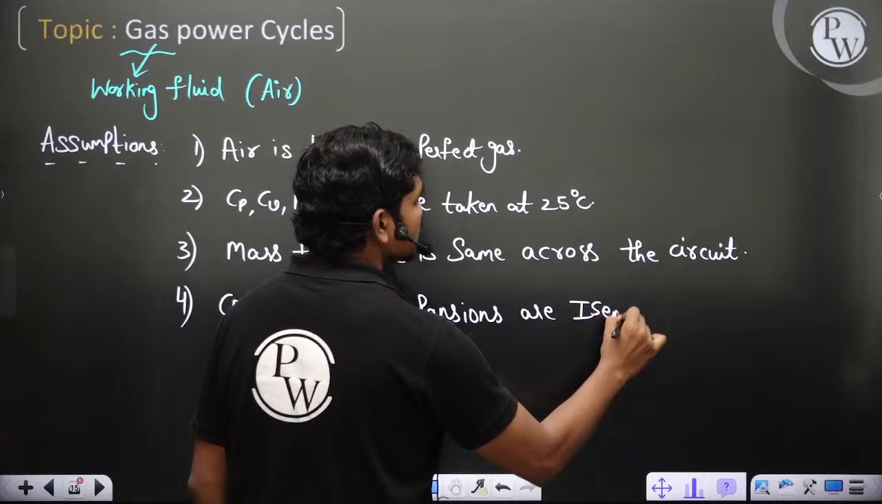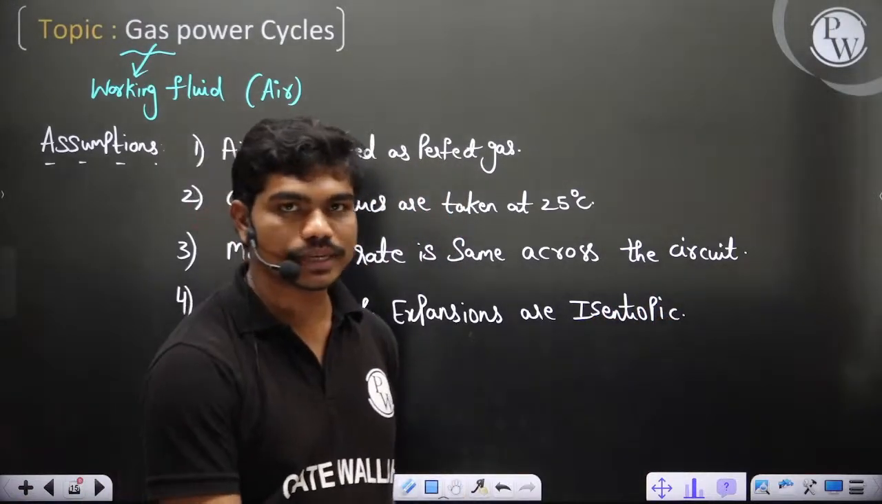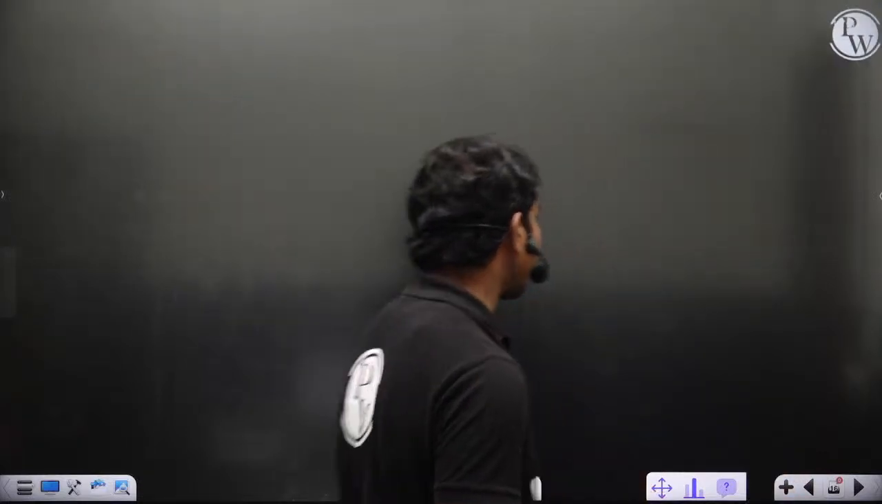Of course, you can see there are some devices like compressors and turbines which also have isentropic efficiencies. Now first let us see the Carnot cycle, then Stirling and Ericsson.